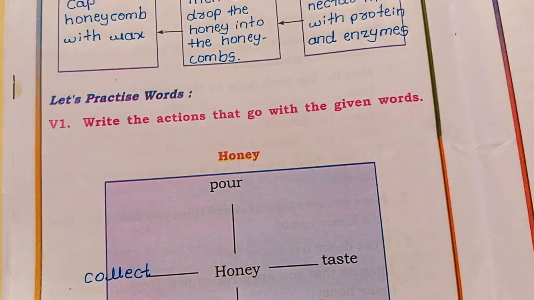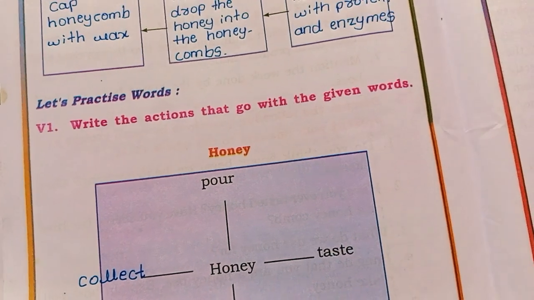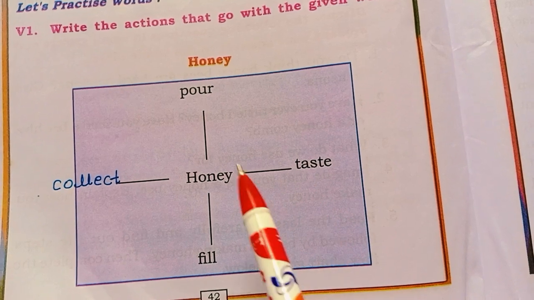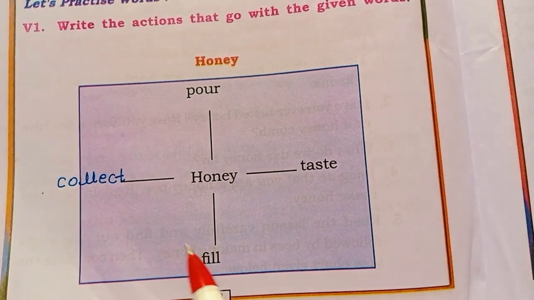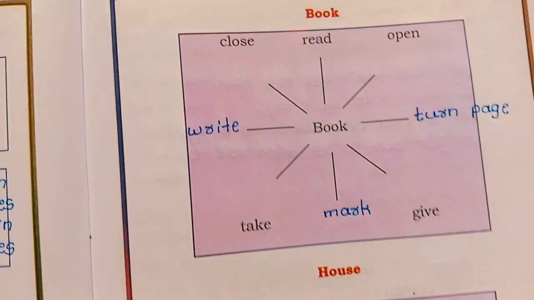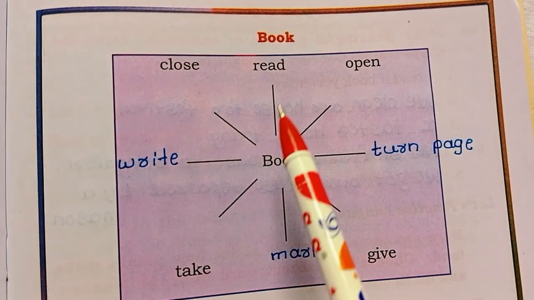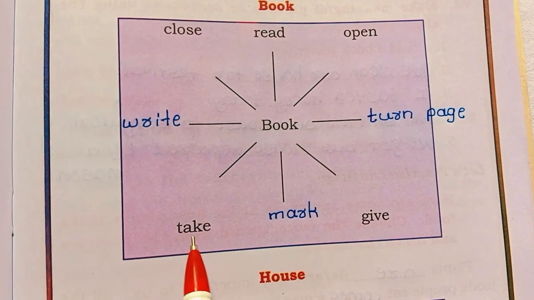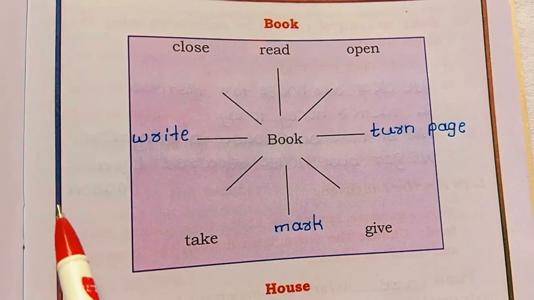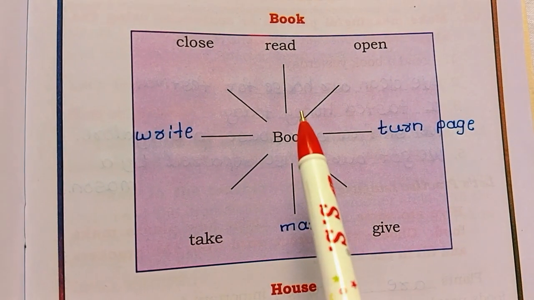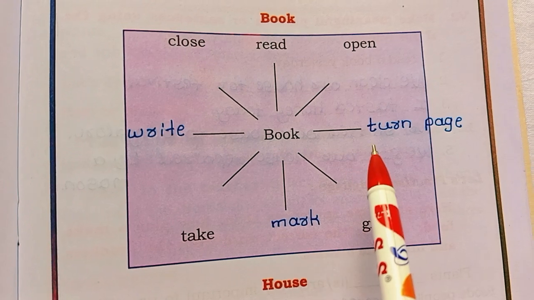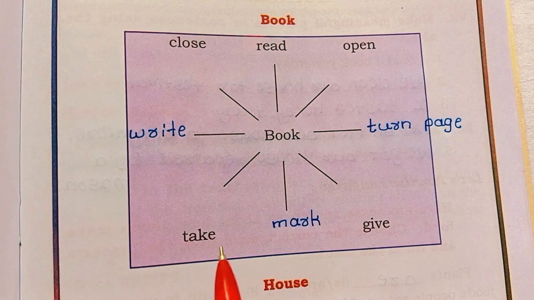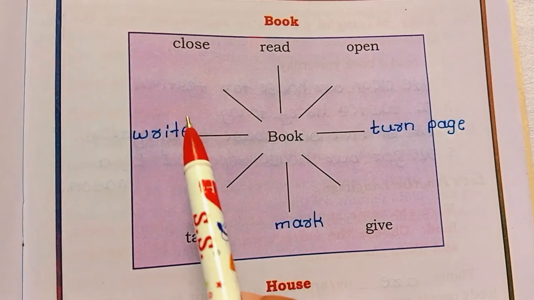Let's practice words. We will write the actions that go with the given words. Honey: taste, pure, fill, and collect. Books: read, open, turn page, give, mark, take, write, close. Read book, open book, turn page of book, give book, mark book, take book, write book, close book.